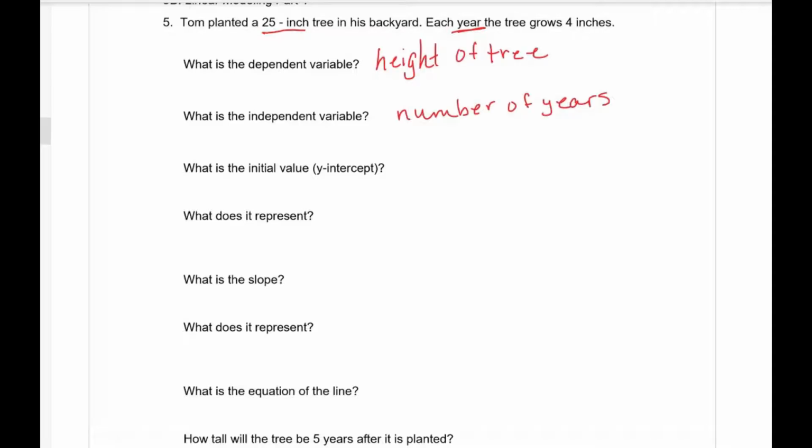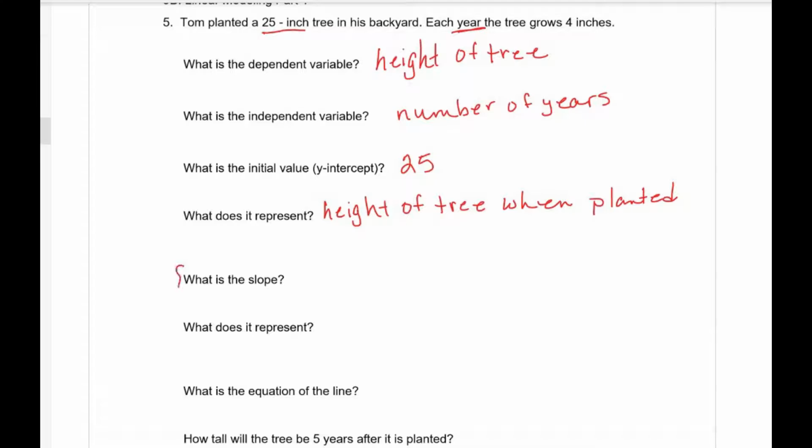Okay, the initial value or the y-intercept. So where does my dependent variable start at? Well, Tom planted the tree when it was 25 inches tall, so this is my starting value. And it represents the height of the tree when it was planted.